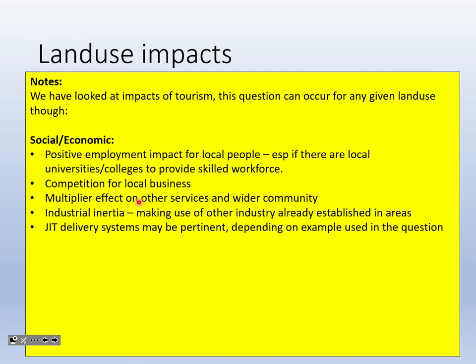So finally, another point just to make, and I'm just choosing this juncture to make it, is just-in-time delivery systems may be pertinent. Just-in-time delivery is when you order parts to your business as you need them, so you don't have to stockpile them in a warehouse. And so Amazon is an excellent example of a just-in-time delivery system.